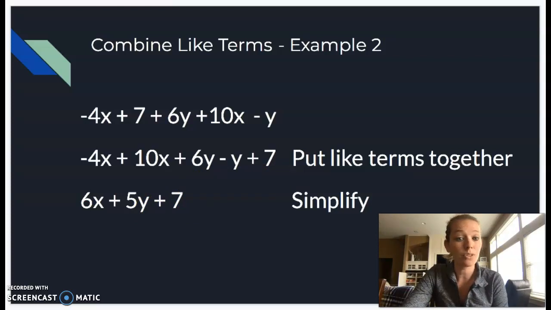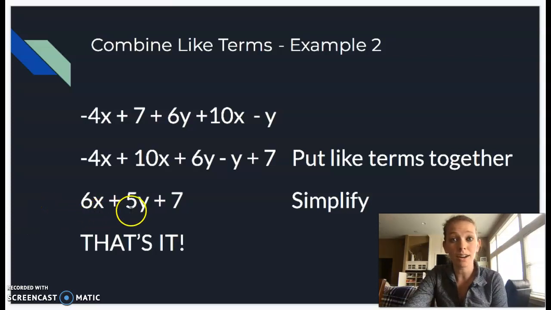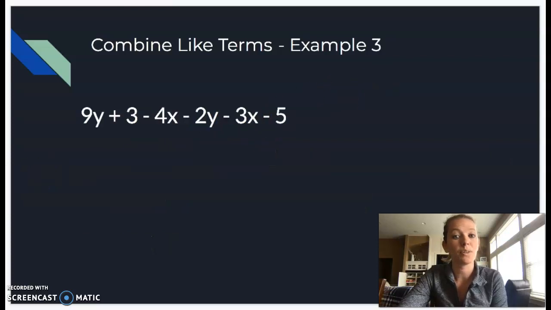Now, even though there's 3 terms in it, we are done. There's nothing else we can do. None of these are like terms. We have an x, we have a y, and we have a constant. These are not alike, so we cannot combine them. So even though there's 3 terms, we are done with this problem. All right, last one. So last example here.